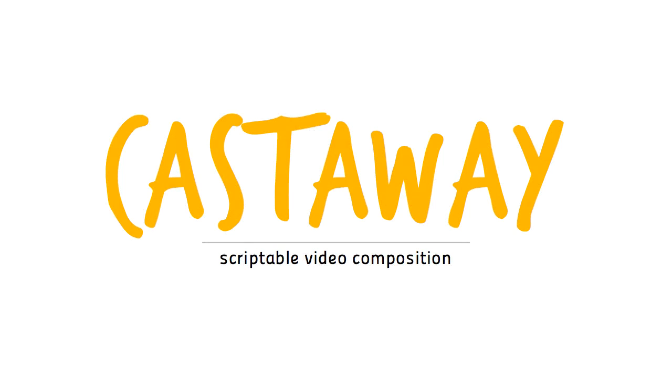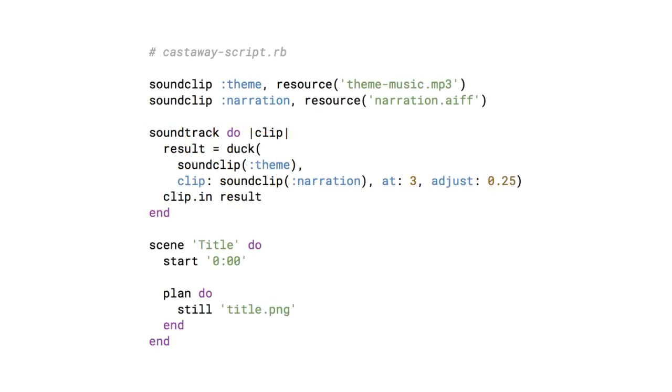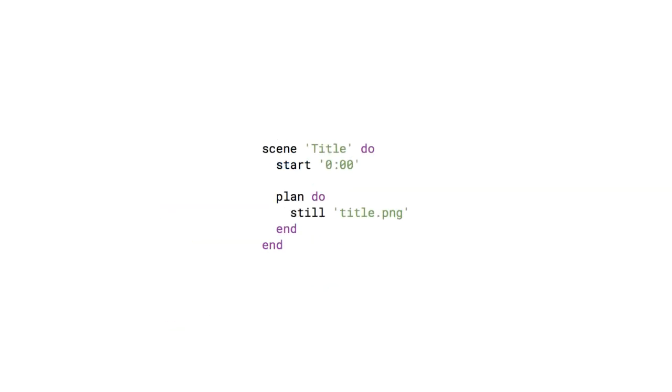I'm James Buck, Castaway's author, and in this video, we'll be looking at some of what Castaway can do. A Castaway script is just a Ruby program. In it, you declare sound clips that are composed into a soundtrack, as well as scenes that are each composed of different elements. The simplest kind of element is a still image, or slide, like our title screen.